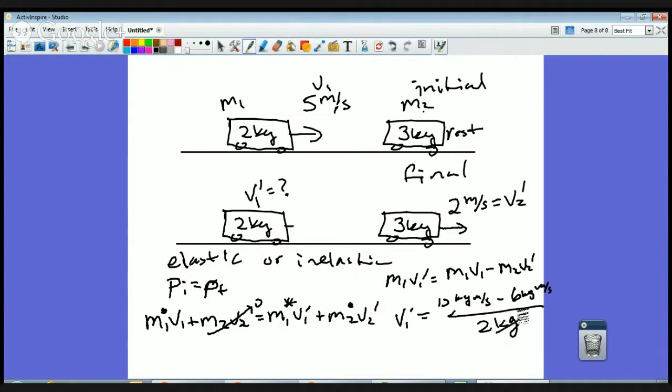So you can see the kilograms cancel out, and you're left with meters per second. You've got 10 minus 6, that gives you 4 over 2, gives you 2 meters per second. And it's going to be to the right, and that should make sense, because you started with 10 to the right. What you have over here is 6 to the right, so you're missing 4 to the right. If this had been more, like let's say this was going at 4 meters per second, then you'd have 10 over here, 10 to the right, you'd have 12 to the right over here.